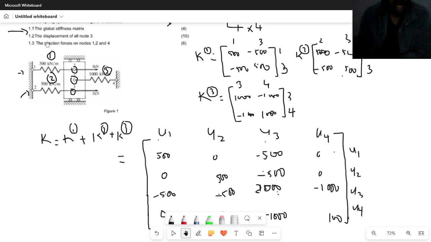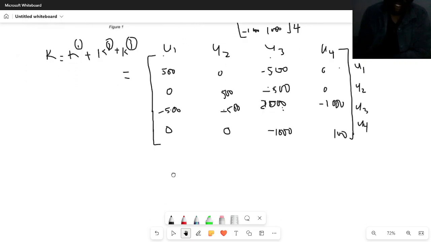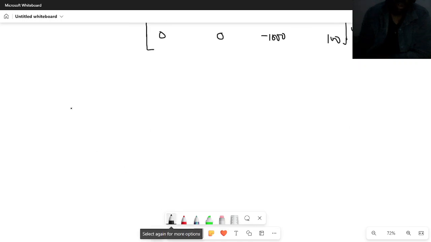Question 2, they say the displacement of all node 3. This all node 3 here will have different displacement because they are all attached at different positions. Okay, let's do it. Remember, we still go with the same simple formula that we know from mechanics. We know that force is equal to K times X. K is the spring constant, X is the displacement.